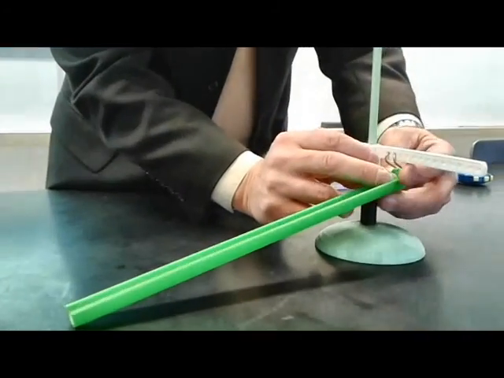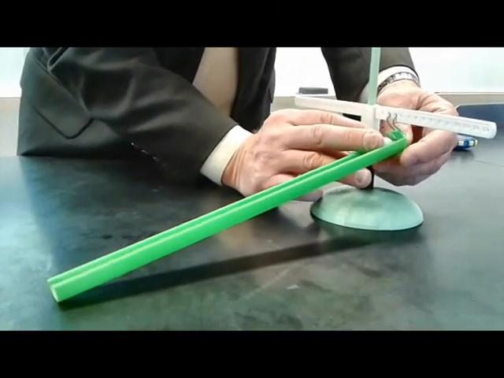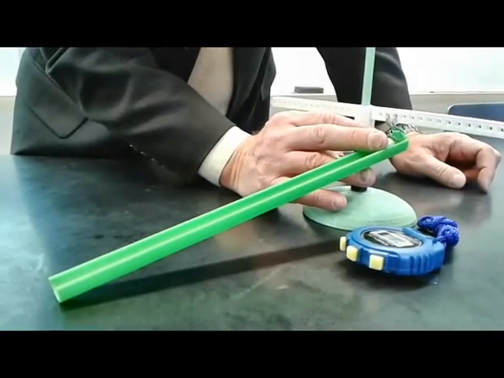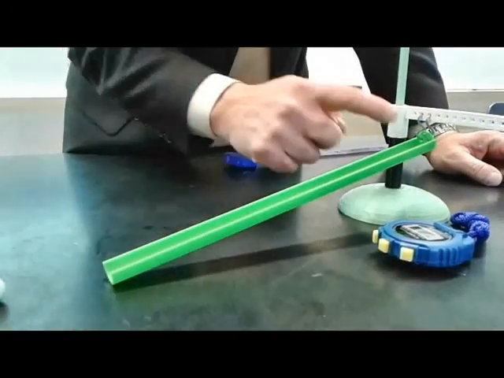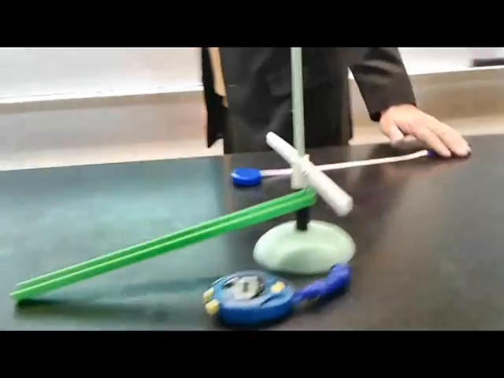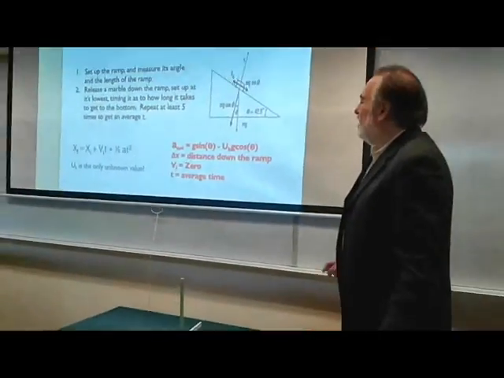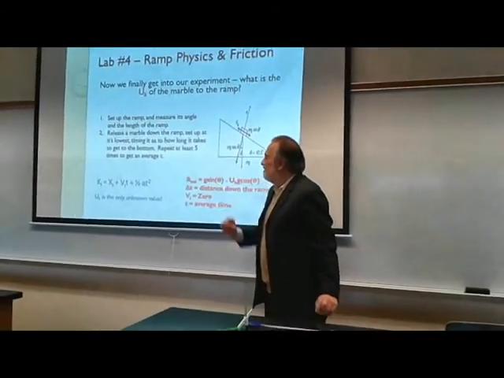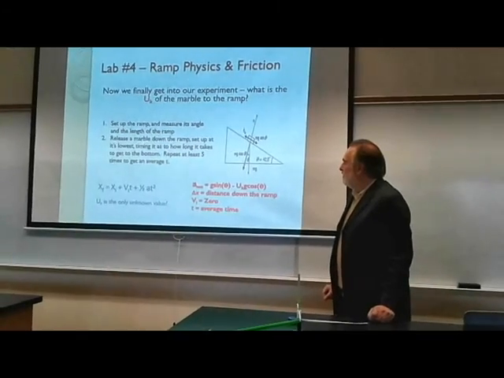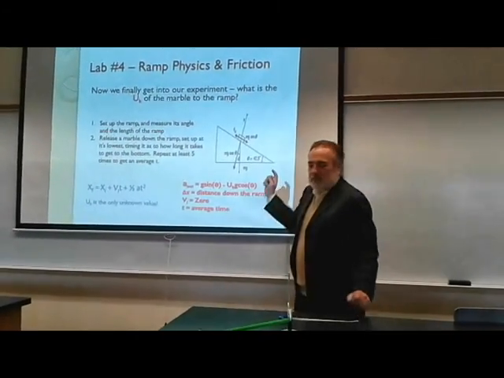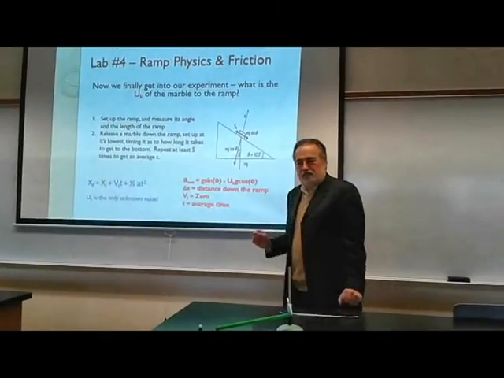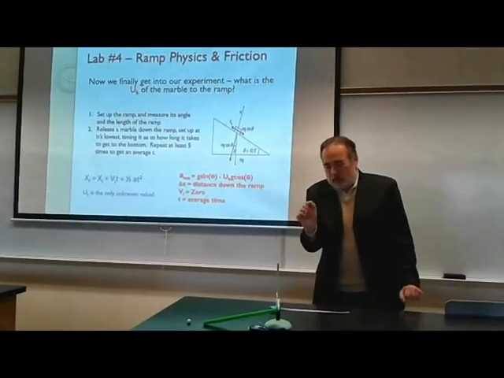And we're going to put this on here, and we're going to let it go, and we're going to time how long it takes to do that. We want to repeat that 5 times at least to get an average t. We know at the top of the ramp the initial velocity is 0, because I am not pushing it down the ramp, I have it held there.